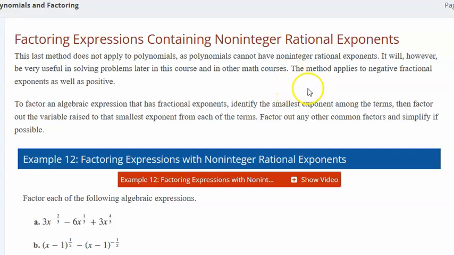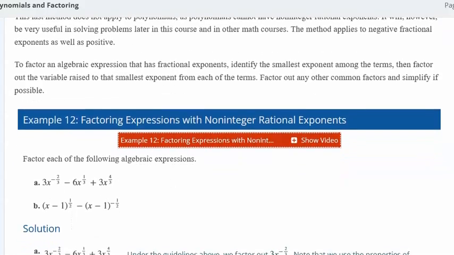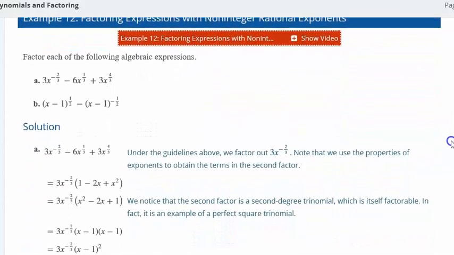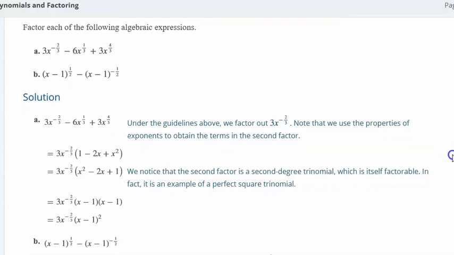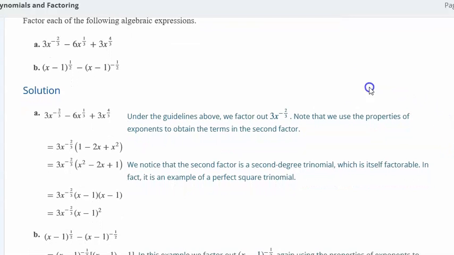Now, for this last topic, here we're going to be factoring expressions containing fractional rational exponents, and they're just not integers. And we'll use what the book is showing us because they do a good job too. There's just two examples. This is our last slide here. So let's see if we can follow what is written. So there is our trinomial, our first one right there. Let's use this one here.